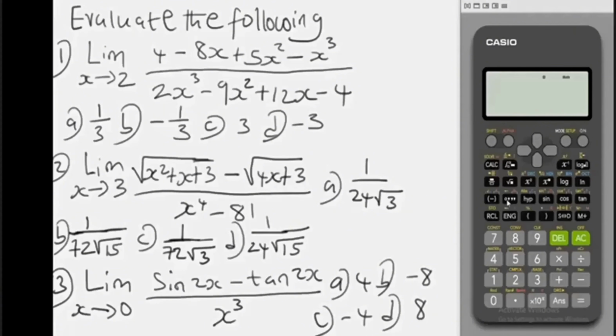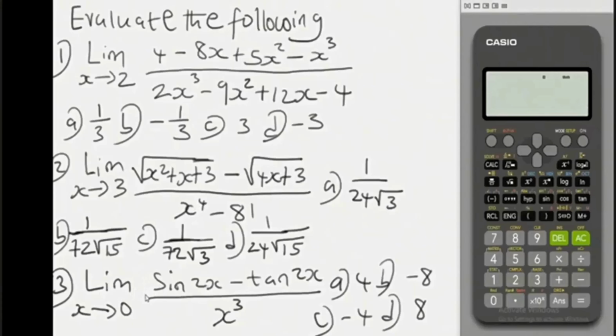We have reset it. So we have 3 questions to practice with. Let's begin with question 1. Evaluate the following. Now, this question 1, limit x is tending to 2. These are the values we are going to simplify when x is tending to 2.